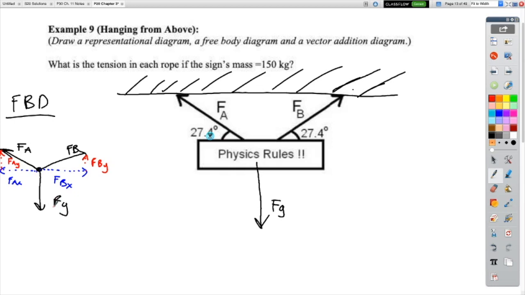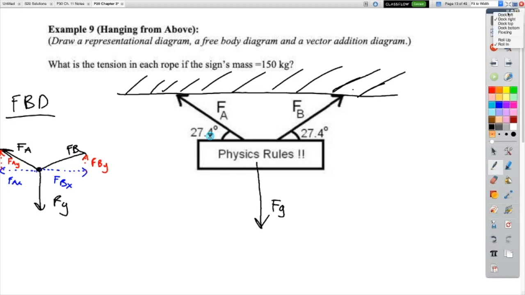Let's also think about what that means for FAX and FBX, right? Well, this thing is not accelerating side to side either, so the net force there must also be 0. So however much FAX is pulling to the left, FBX must be pulling back to the right, so that overall the net force is 0. Okay, there's our free body.